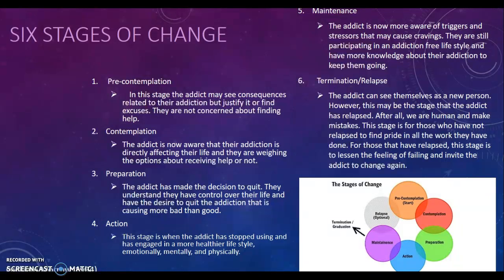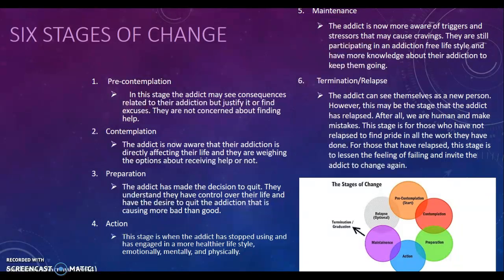There's the contemplation stage, in which the addict is aware that their addiction is directly affecting their life, and now they're weighing the options of whether they're ready to give that up or not. The preparation stage is when the addict has made the decision that they want to give up that addiction and that they do have control over their lives. The action stage is when the addict actually gives up that addiction and starts engaging in a healthier lifestyle.